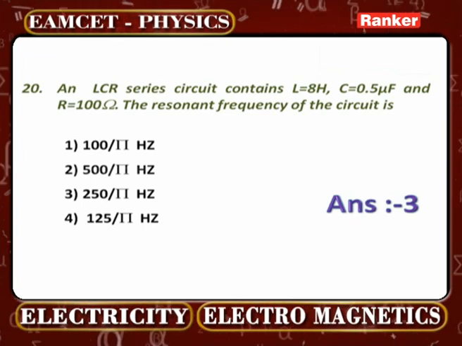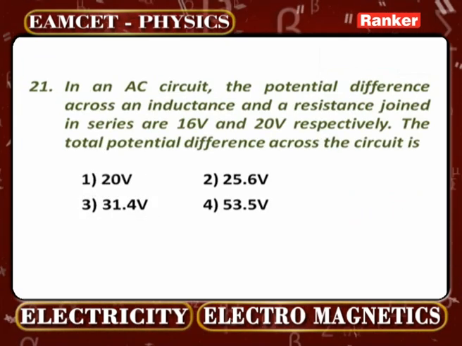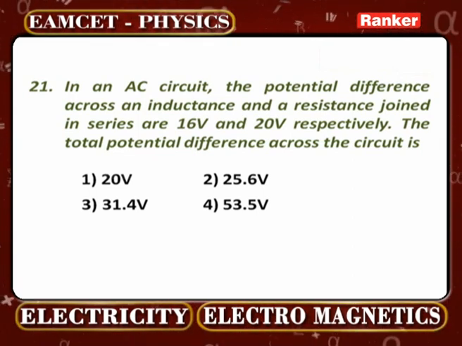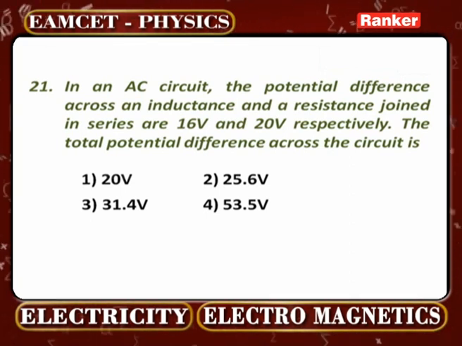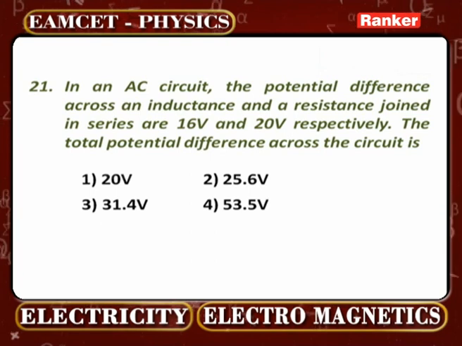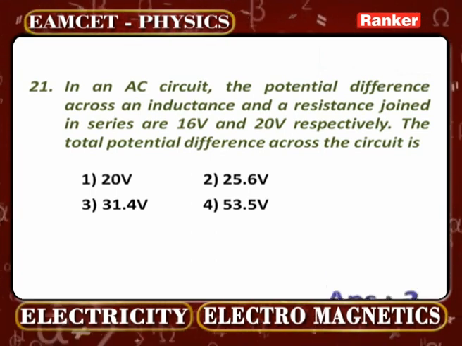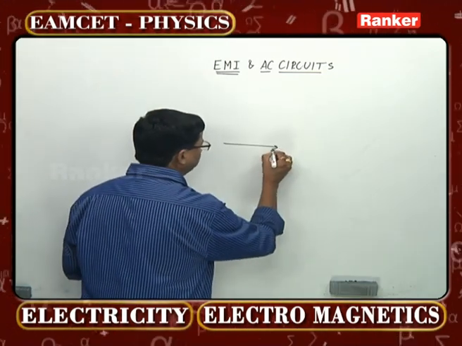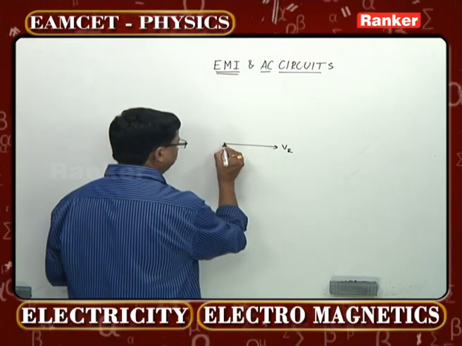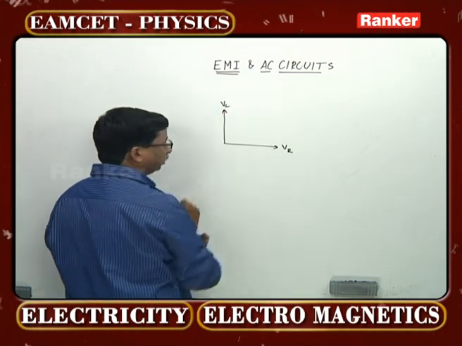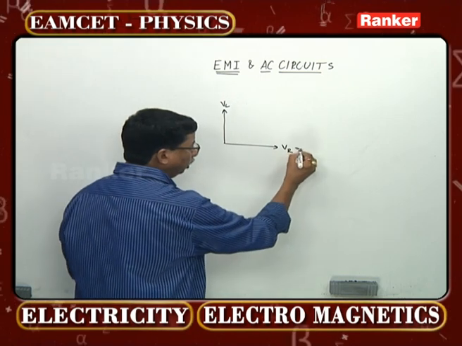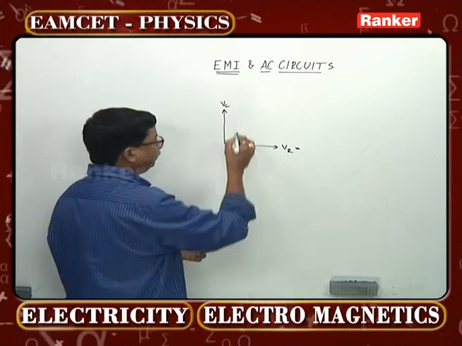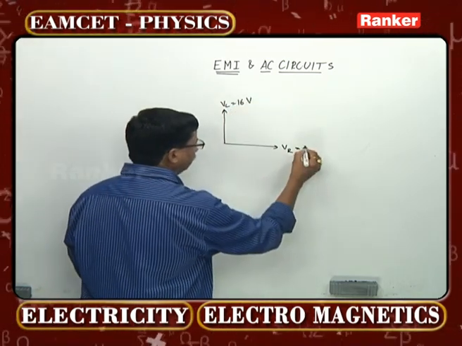Look at the last one in this order please, that is the 21st. In an AC circuit, the potential differences across an inductance and a resistance joined in series are 16 volt and 20 volt respectively. The total potential difference across the circuit is how much? That is the concept. Now you can understand once again, this is the voltage across the resistor, this is the voltage across the inductor. I have already briefed you earlier. Voltage across the inductance is 16 volt, resistor it is 20 volt.